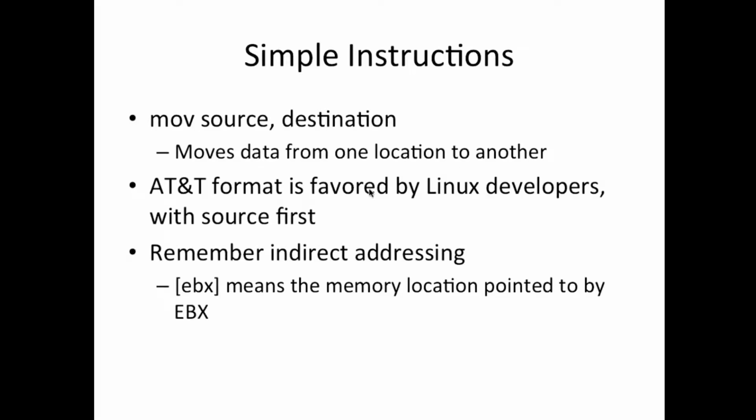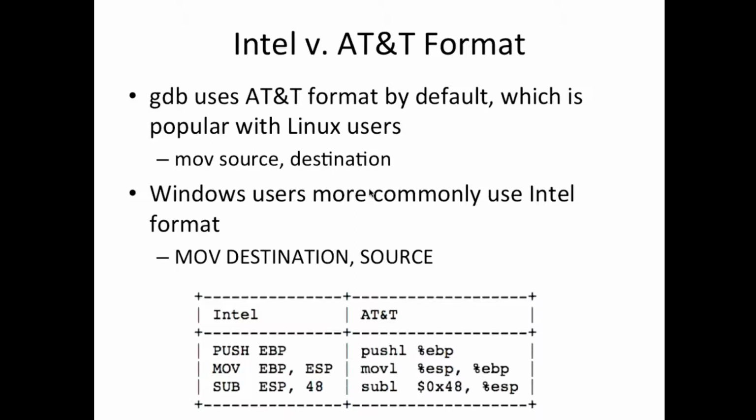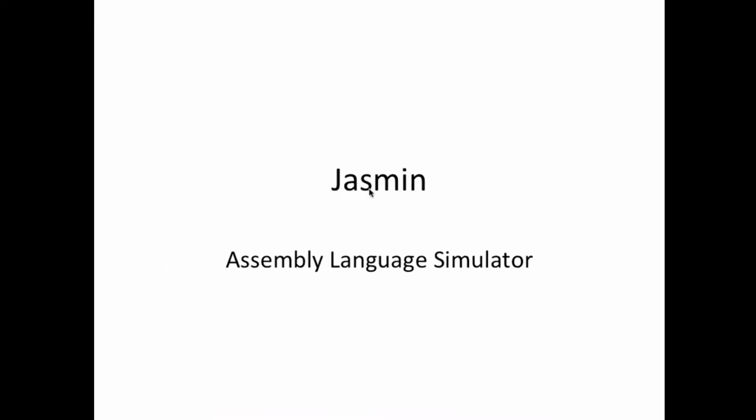So simple instructions, move source to destination. That's the AT&T format used by Linux developers. Just to make sure that we all have enough headaches in our life, Windows does it backwards. We move the source to destination, and the mnemonics are a little bit different too. So you have these two different things both in common use. In Linux you use this one, and in Windows you use that one, and you have to know both. But today we're just going to exploit Linux.